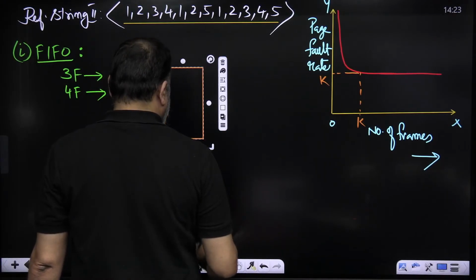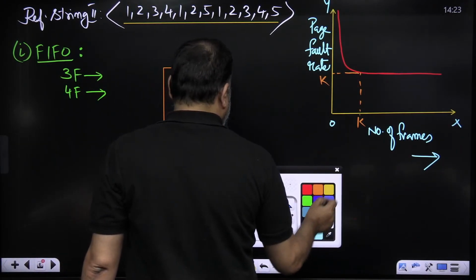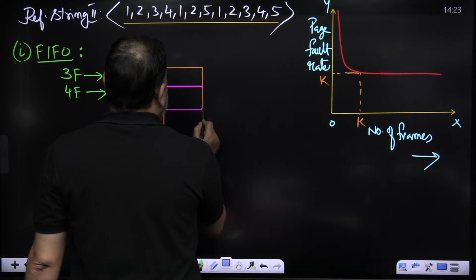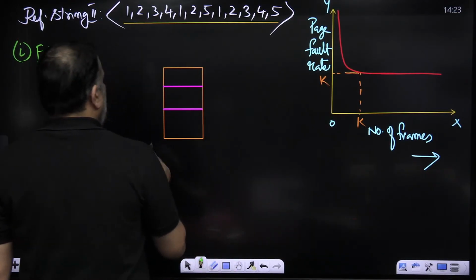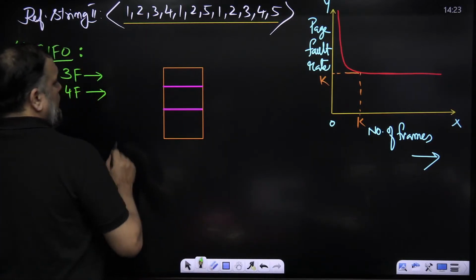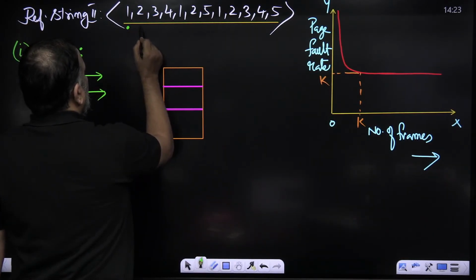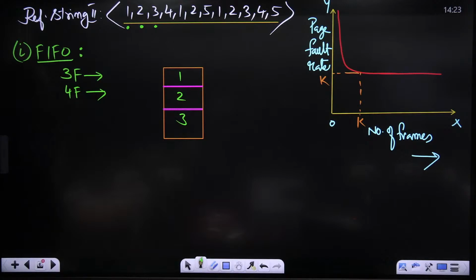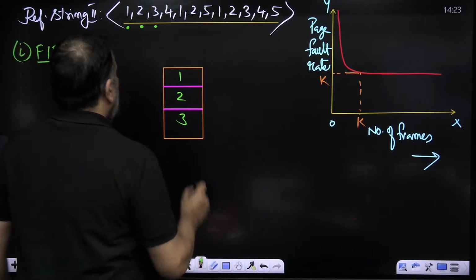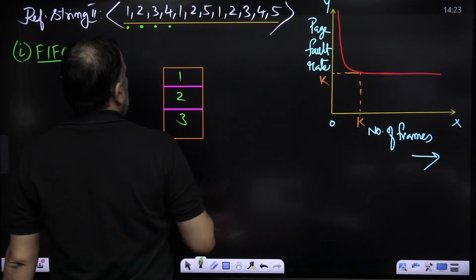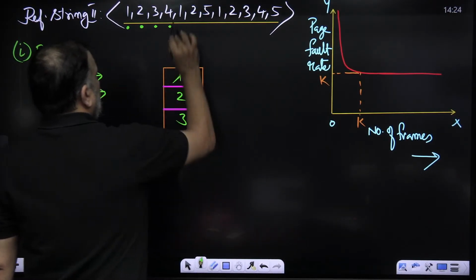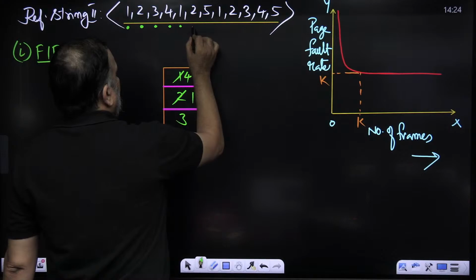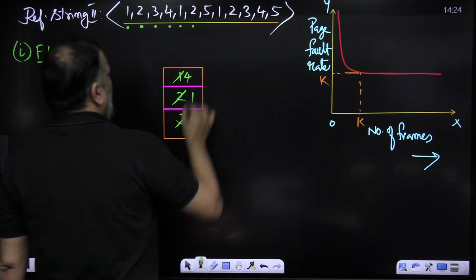These are 3 frames. Okay. So first in, first out. So initially I will have 3 page faults, 1, 2, 3. Number of frames are 3. Then after that 4 will cause a fault. Will be replacing 1. So 1 की जगह 4 आएगा. Then after that 1 will cause a fault. Will be replacing whom? 2. Then 2 will cause a fault. Will be replacing 3. Now I have 4, 1, 2.